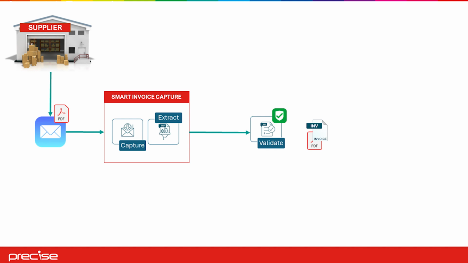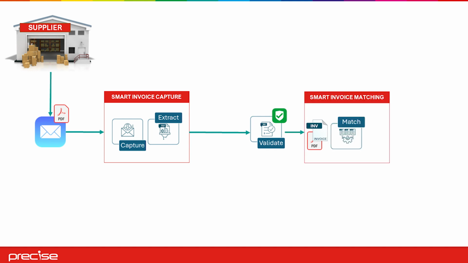Smart Invoice Matching then automatically pairs AP invoice lines with their corresponding purchase order and receipt lines, thus performing the three-way matching process. With all relevant fields automatically populated, validated, and matched, the invoice is approved and flows through to Kinetic.